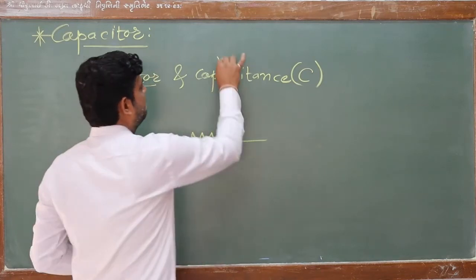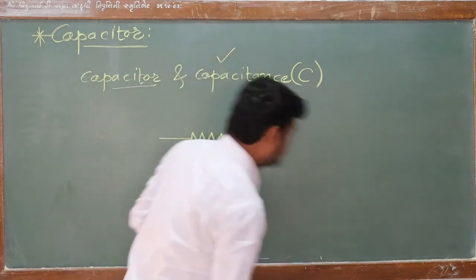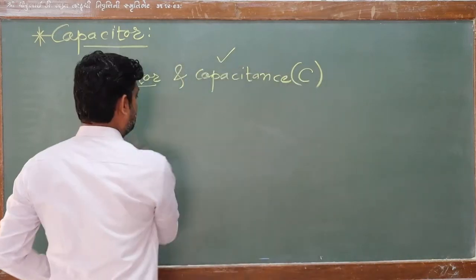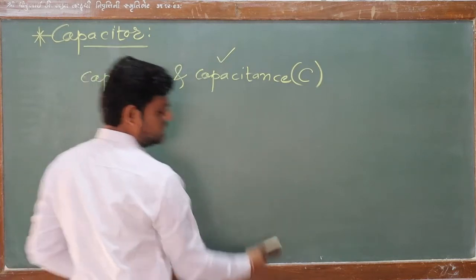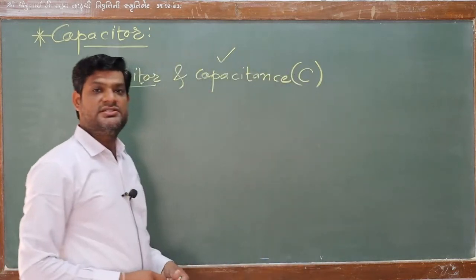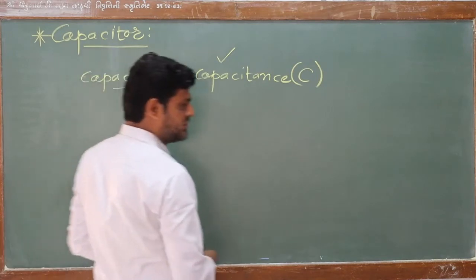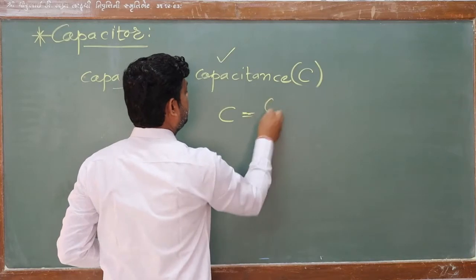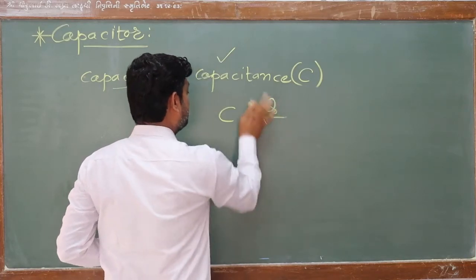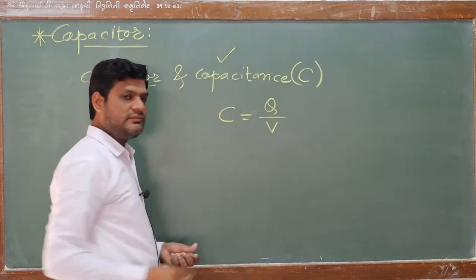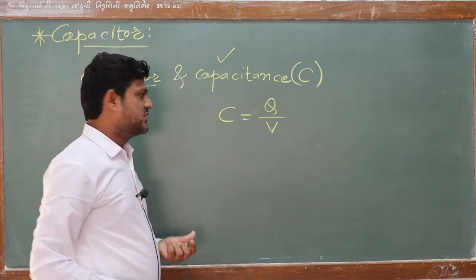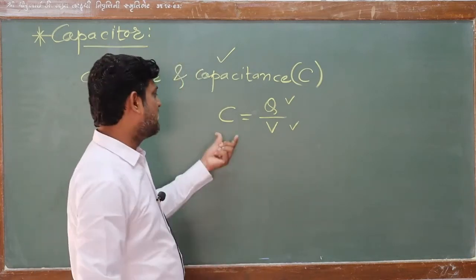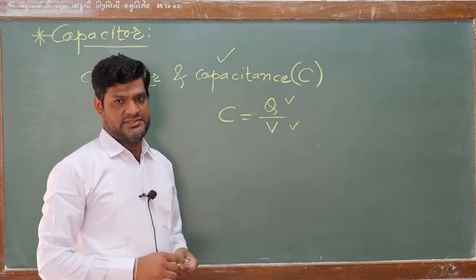In a similar way, what is capacitance? Capacitance means it is the charge storing device. The capacity of storing charge is known as the capacitance. Right? Capacitance is denoted by capital C. The formula for capacitance is C equal to Q divided by V. The ratio of charge and voltage remains constant. That constant is known as the capacitance.